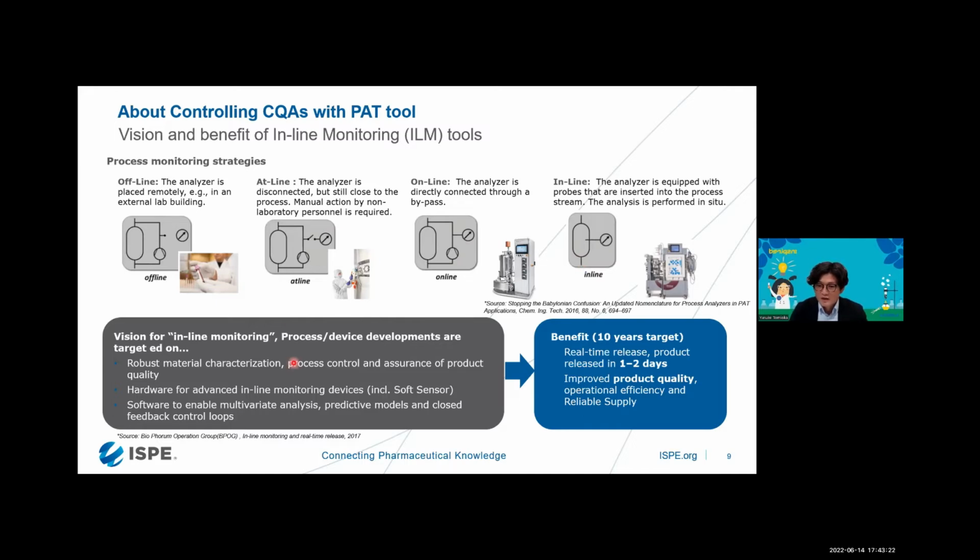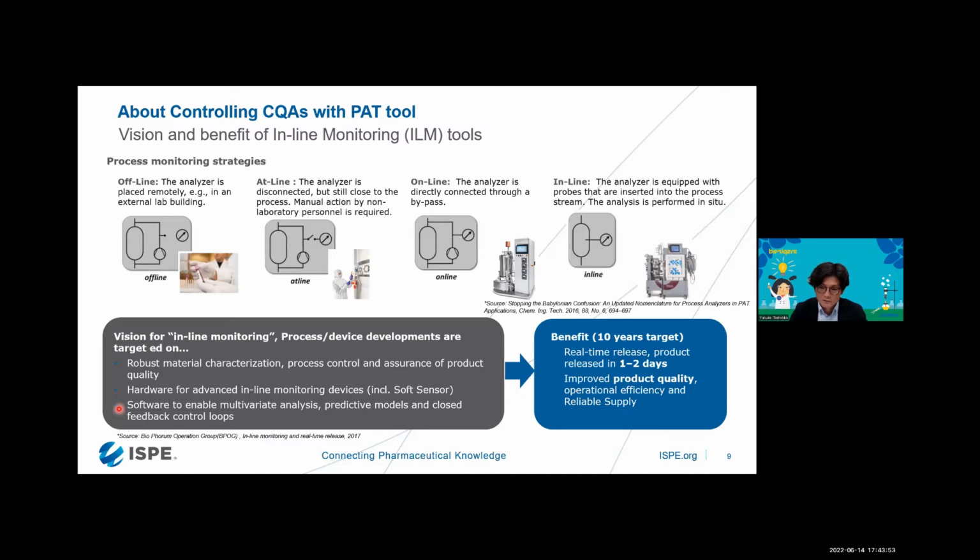About the vision for inline monitoring, here is the comment from the Bioforum Operation Group. Their comment is that there are three key visions for process improvement. First one is robust material characterization, which includes process control and the assurance of product quality. Second one is the hardware. Hardware will be developed to enable advanced inline monitoring, which includes soft sensor technology.